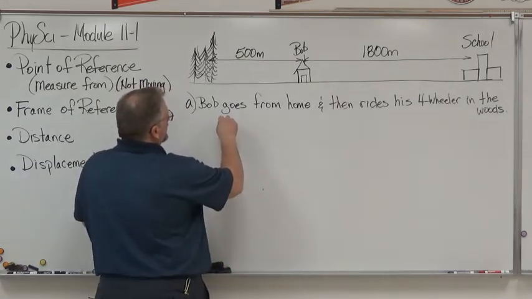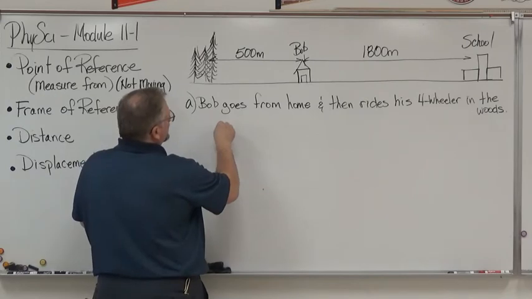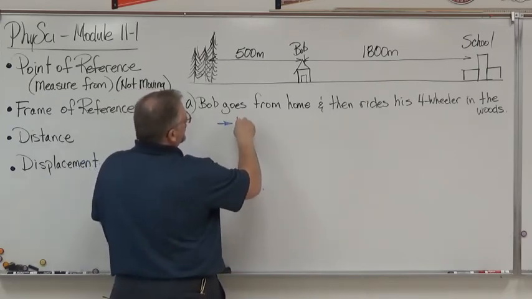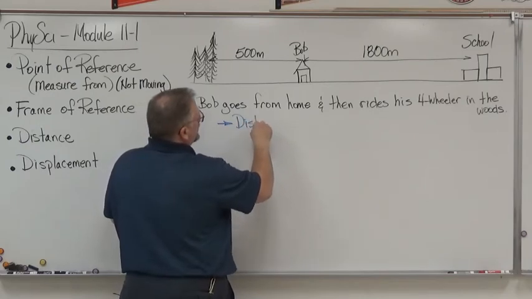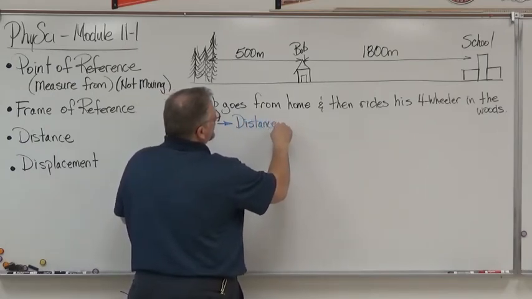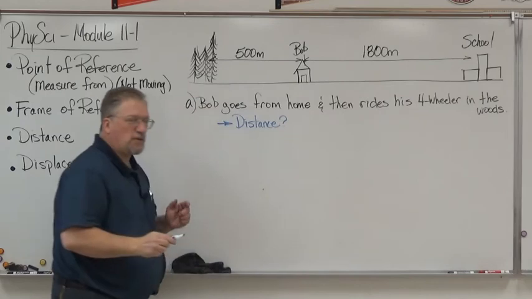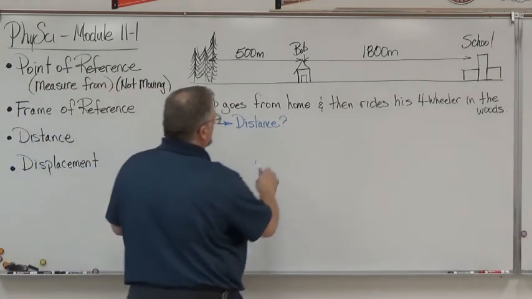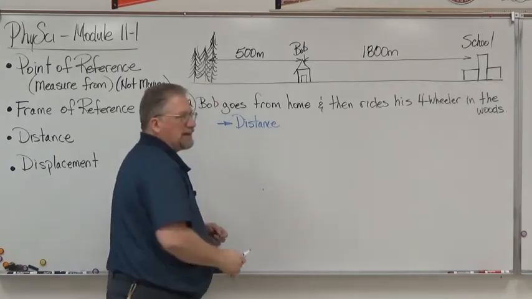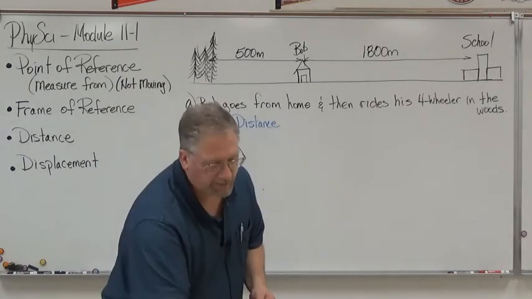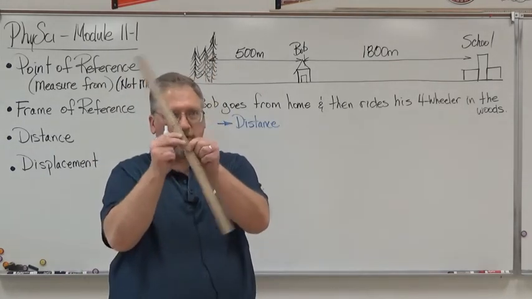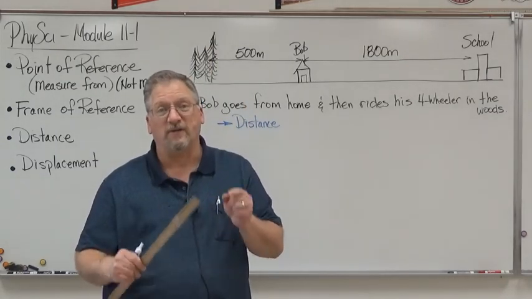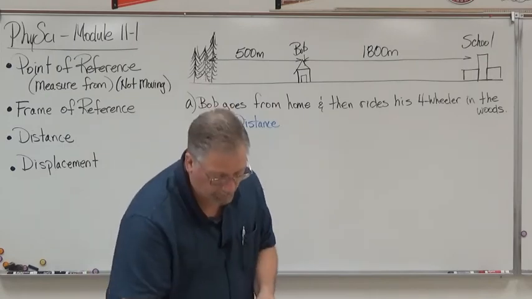Question part A here is, what is Bob's distance? What total distance did Bob travel? What is Bob's total distance? Now remember, if this was that ladybug, we'd have to take our little measuring ruler out. We'd have to measure the length of that entire path. So we have to measure the length of the entire path. So let's diagram that real quick.